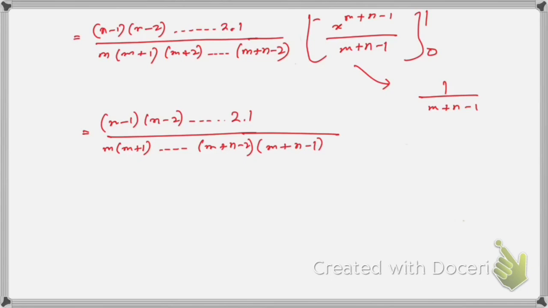So now what we can write here, you can see this numerator will be n minus 1 factorial, right?